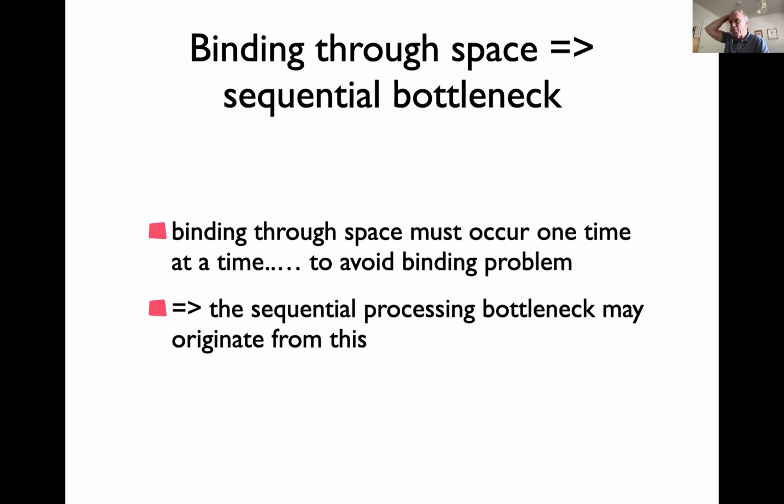So when you do binding through space, that is really an origin of a sequential bottleneck, because now these objects not being all in the same field, you really have to make sure that you only attend to one object at a time.